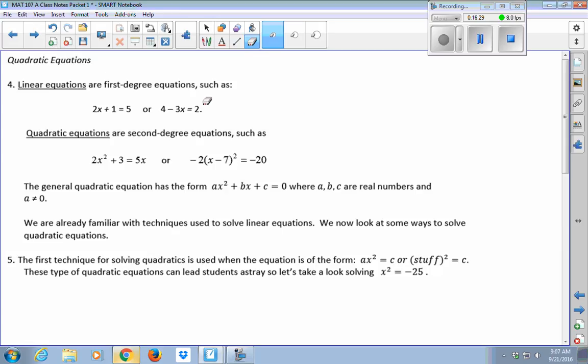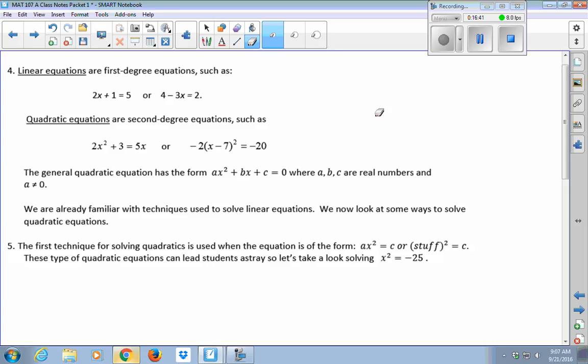Okay. So linear equations, we've talked about, have a highest exponent of 1. Quadratic equations are second degree equations, which means as you look across your entire equation, the highest power you see is 2. What I always encourage my students to do is put a little highlight on that exponent just to remind you that you may possibly have 2 answers. Unlike a linear equation where you could have 1 answer, okay?